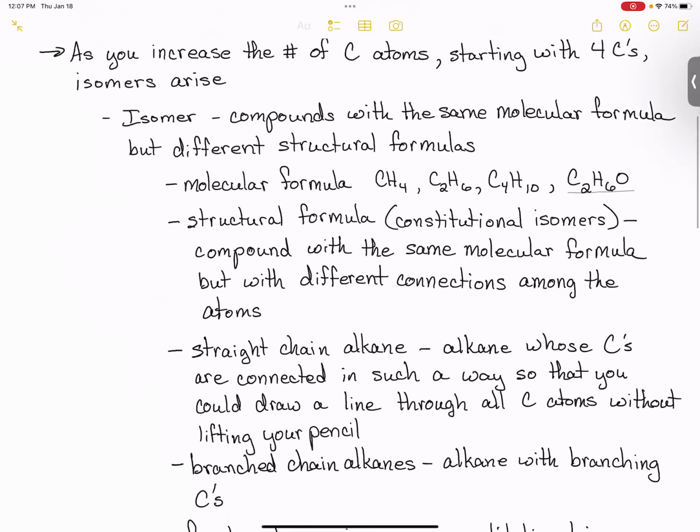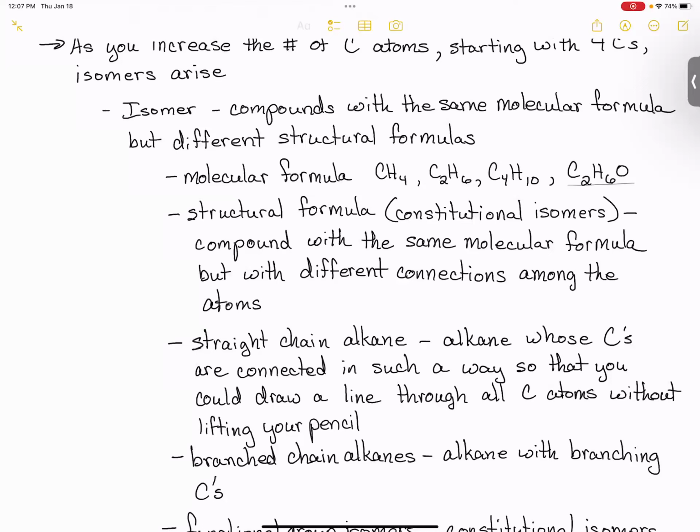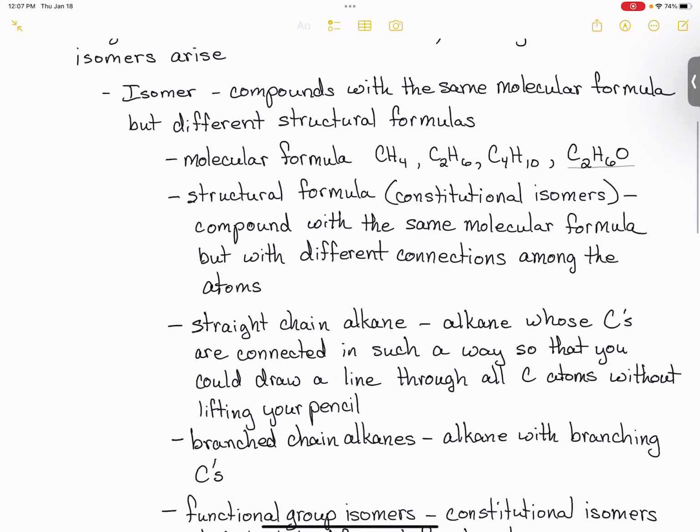The other type is called a branched chain alkane. And just like a tree, the backbone, the trunk, has branches. And so that's why it's called a branched chain alkane.